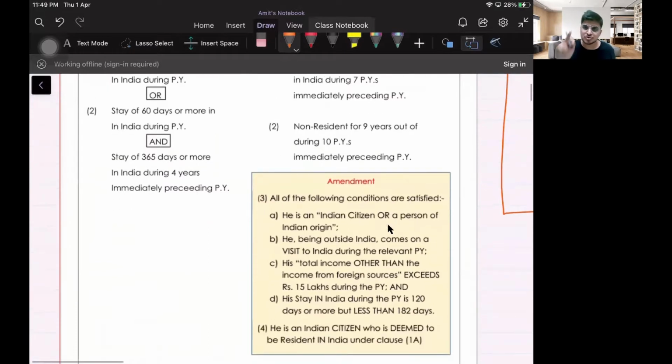The second additional condition is that you should be a non-resident for 9 out of 10 preceding previous years. That means this is the 11th year, and leaving this year aside, in the preceding 10 years I should be a non-resident for 9 out of 10 previous years. Which means for 9 out of 10 previous years, I should not be fulfilling any of the basic conditions. Then only I will be called a non-resident, and I should follow that status for 9 out of 10 years. Then I will be called as fulfilling the second additional condition.